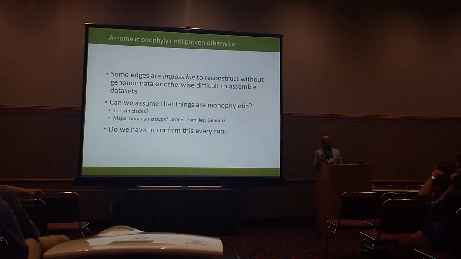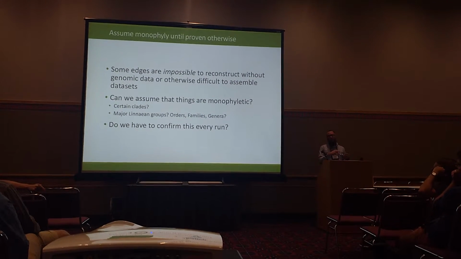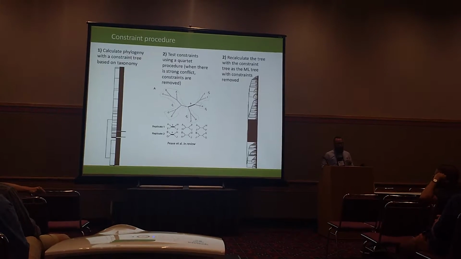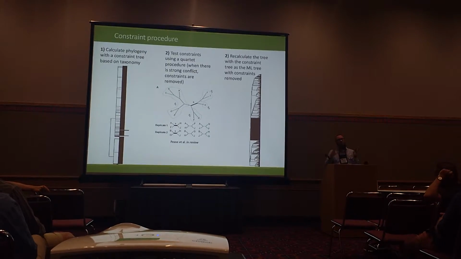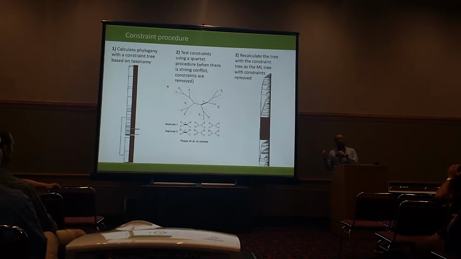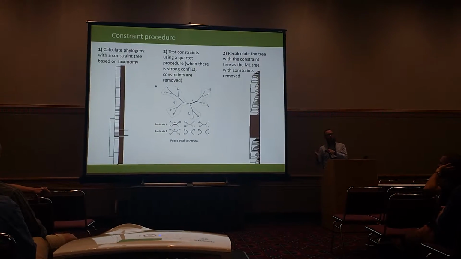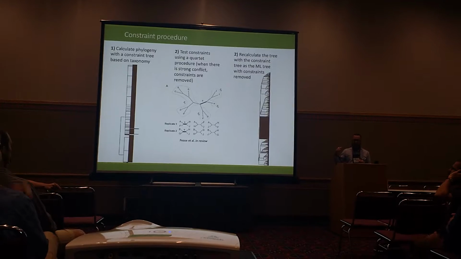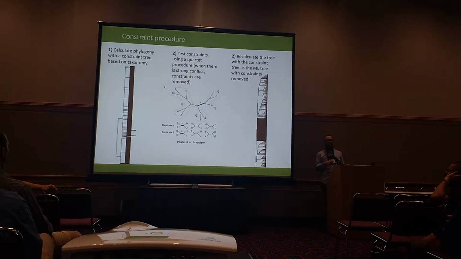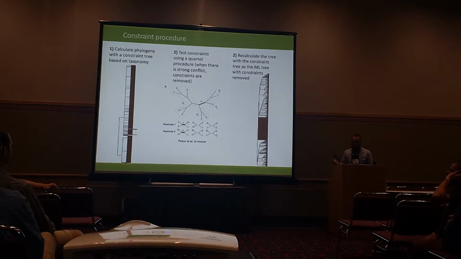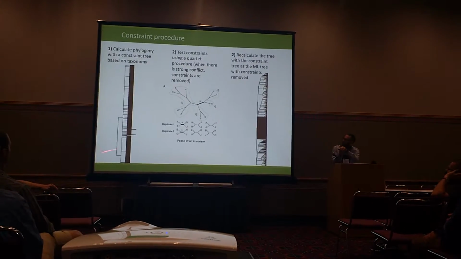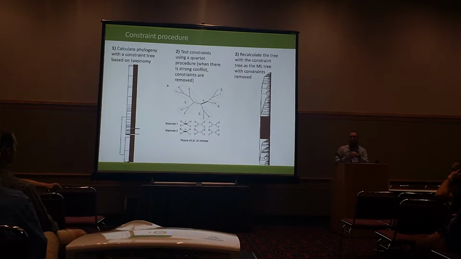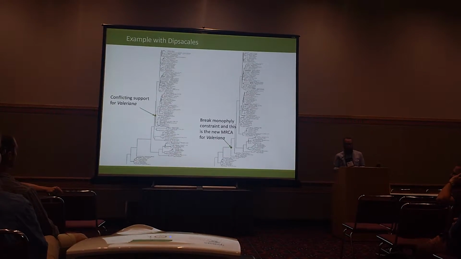So one question is, can we assume monophyly? Do we have to confirm in each run that seed plants are monophyletic? That's a question. We generally err on the side of no, we don't have to do that. We assume they're monophyletic, construct a phylogeny, and then test those monophyletic constraints, and remove the constraints if they fail a test. In this case, we're using a quartet concordance measure. It's similar to ICA, if you're familiar with that from Salichos and Rokas. And then here's an example of a constraint tree, and one that has the constraint removed after a phylogenetic analysis.